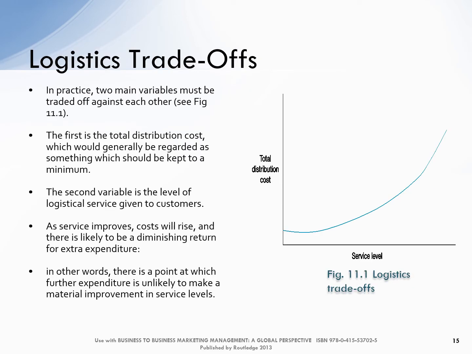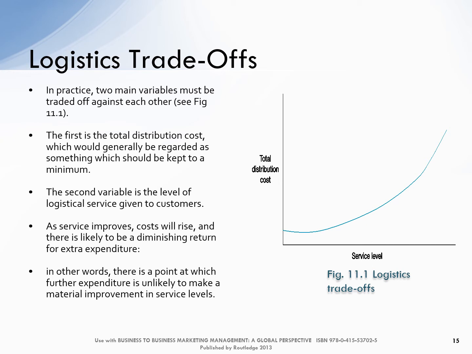Logistic trade-off. Service and distribution cost, these are the two factors between which a company has to do trade-off. In practice, two main variables must be traded off against each other, as shown in figure 11.1: the distribution cost and service level. The first is the total distribution cost, which would generally be regarded as something which should be kept to a minimum. The second variable is the level of logistics service given to customer.